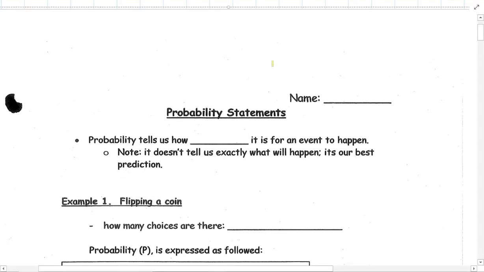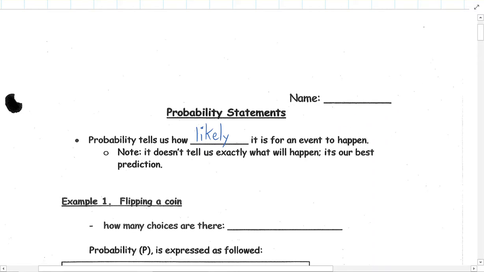Today we're looking at probability statements. Okay, so probability statements, what are they? They are just telling us how likely it is for an event to occur, for an event to happen. Okay, so really what we're looking at is chance. What's the chance that we're going to have a favorable outcome or a favorable event?